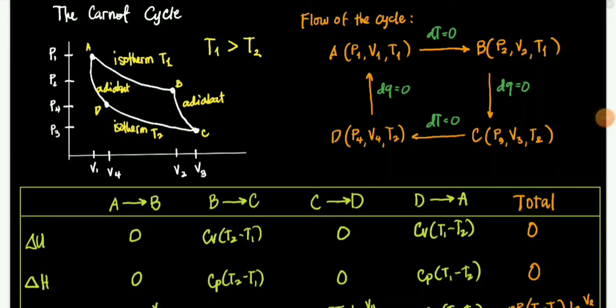So in this video, I'll discuss the Carnot cycle. The Carnot cycle is a two-temperature cycle, meaning it only works within two temperature states, T1 and T2. Let's consider that T1 is greater than T2. So how does this cycle work?